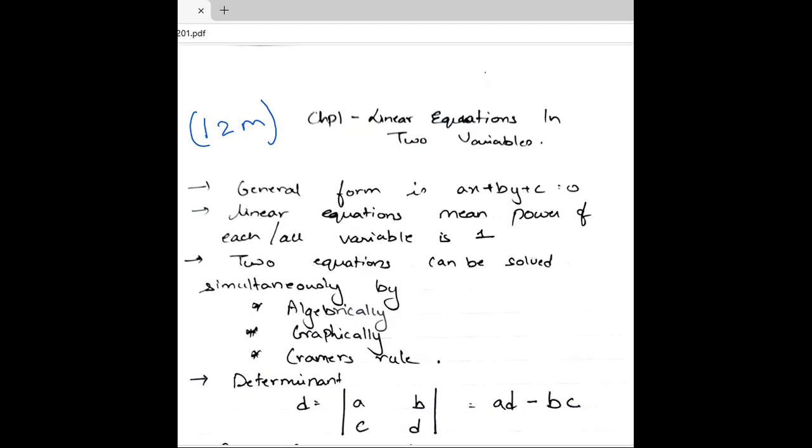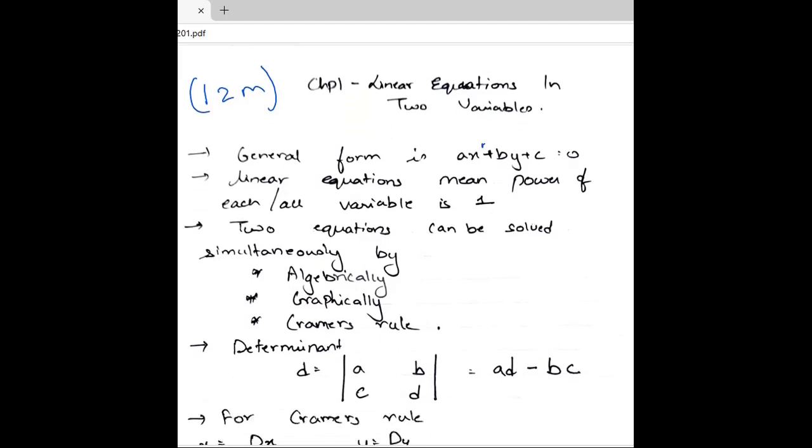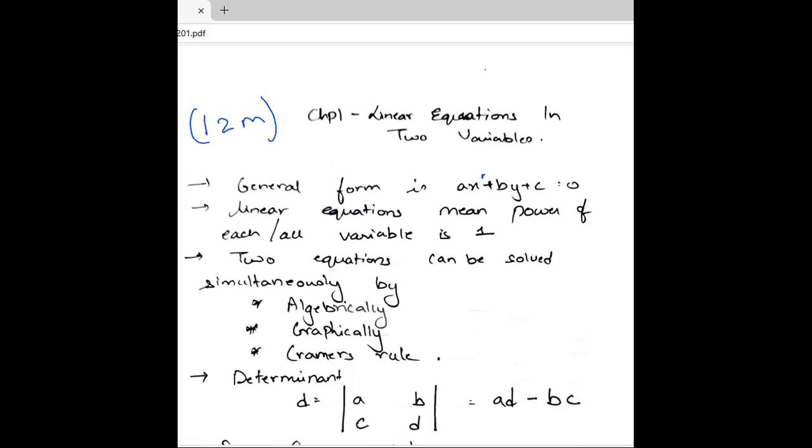Now, why is it called a linear equation? Because the power of each variable over here is raised to 1. That is why it is called a linear equation. That means the highest power of the variable is 1. And the main purpose is to solve these two equations and get the value of x and y.